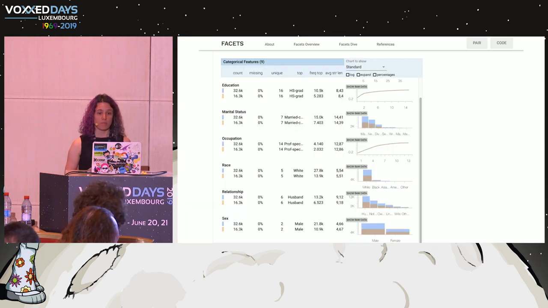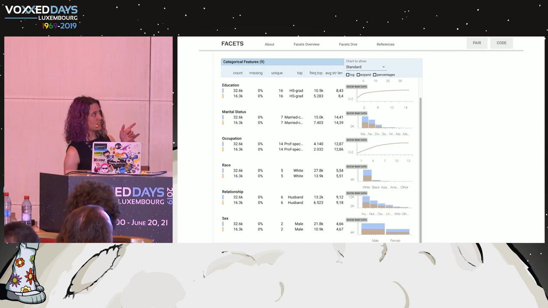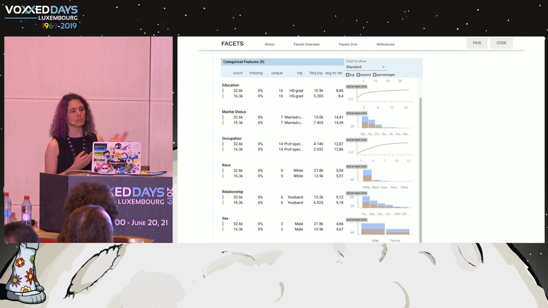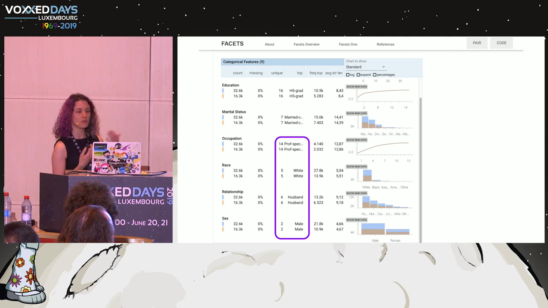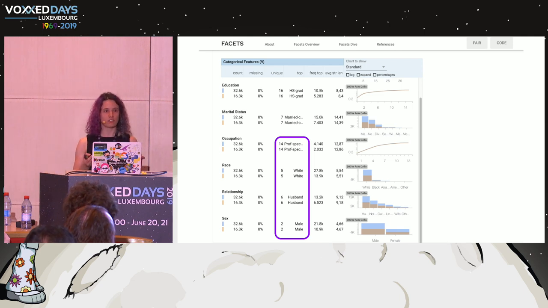Another tool is by Google PAIR, their People plus AI Research group. So this is some UCI census data. It's not super important to be able to read all of it, but this tool helps show which groups are being really well represented by the data set that you have and which groups are not so well represented. So it's showing that this census income data mostly seems to represent men who are married, who are professionals, who are white.